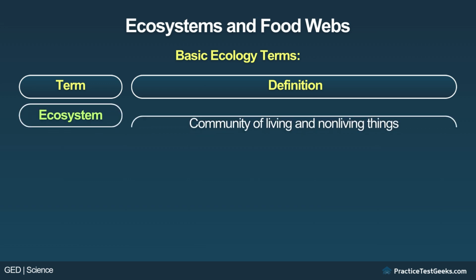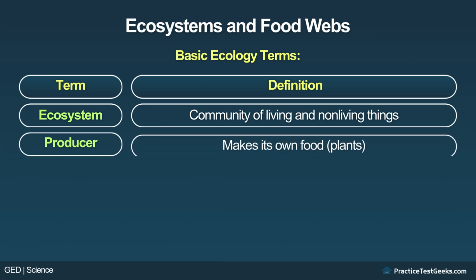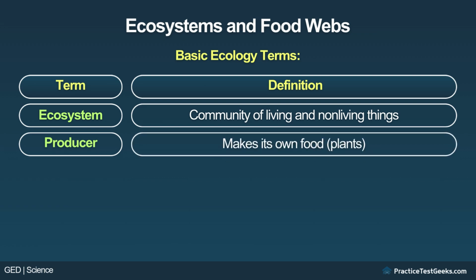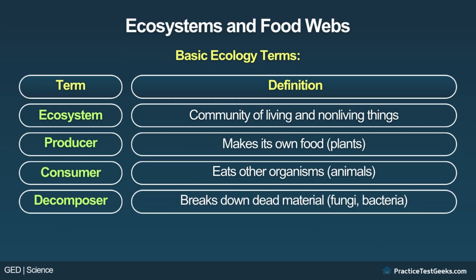An ecosystem is a community that includes both living things, like animals and plants, and non-living things, like air, water, and sunlight. A producer is an organism, such as a plant, that makes its own food using sunlight. A consumer is an organism, such as an animal, that eats other organisms to get energy. A decomposer, such as fungi or bacteria, breaks down dead plants and animals, returning nutrients to the environment.